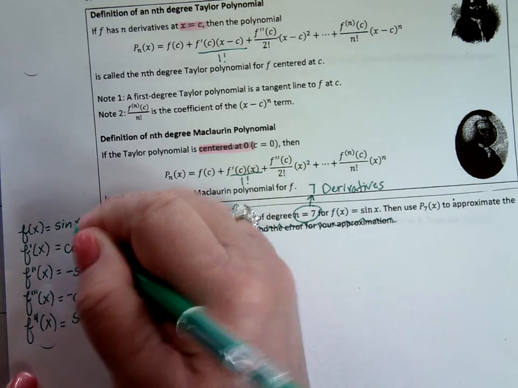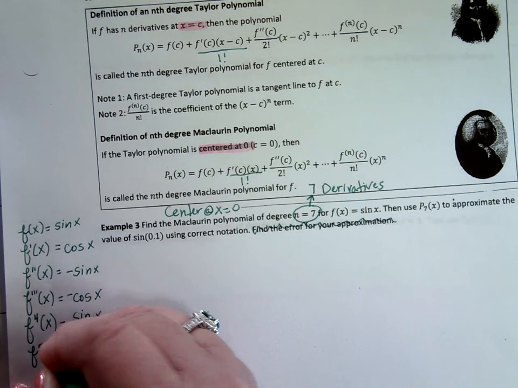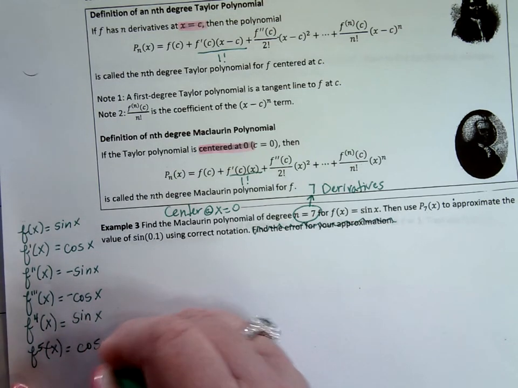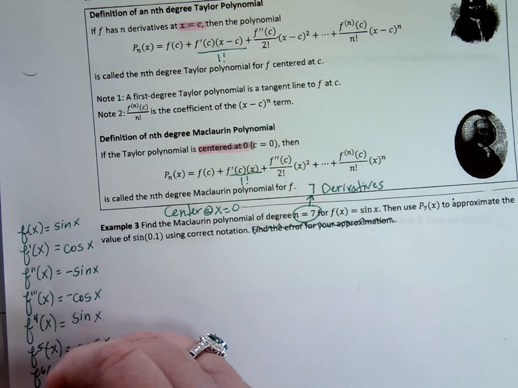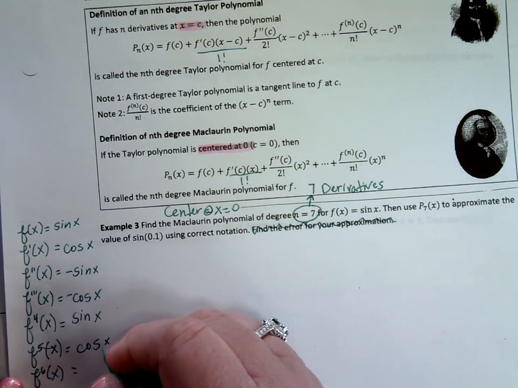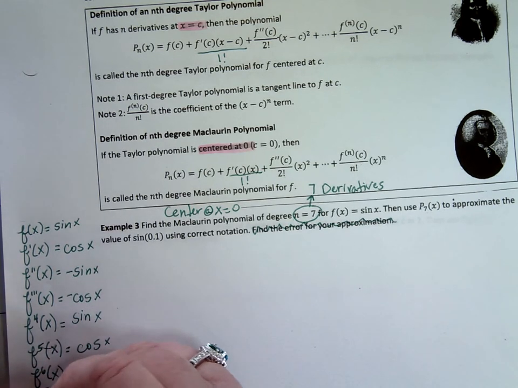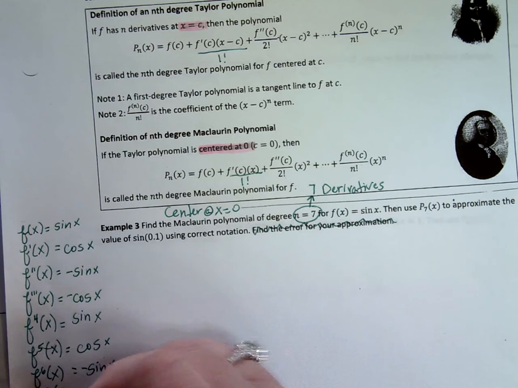And we're going to start the pattern all over again, right? So once you find those, you're just repeating the pattern. Fifth derivative of sine is cosine. Sixth derivative of cosine is negative sine. And just enough space here. Seventh derivative, negative sine is negative cosine.